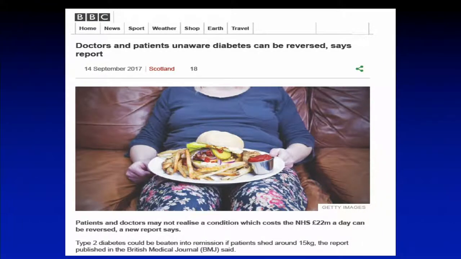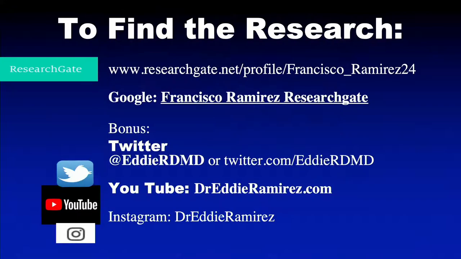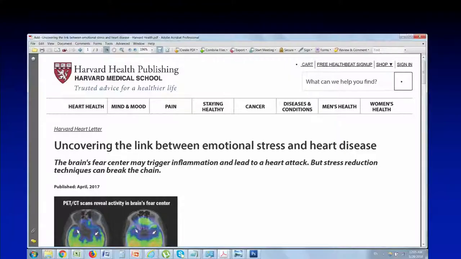Here is an article from BBC News saying that 70% of doctors and physicians don't know that type 2 diabetes is potentially reversible. And in fact, this other study of mine shows how the whole foods, plant-based diet is the best way to lose weight and control inflammation in your body. Again, you can find that research on ResearchGate, Francisco Ramirez, if you put that on your Google.